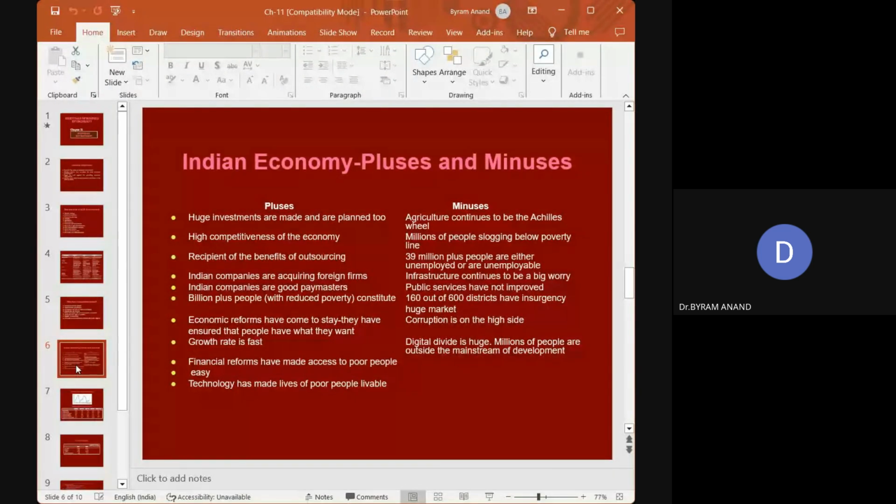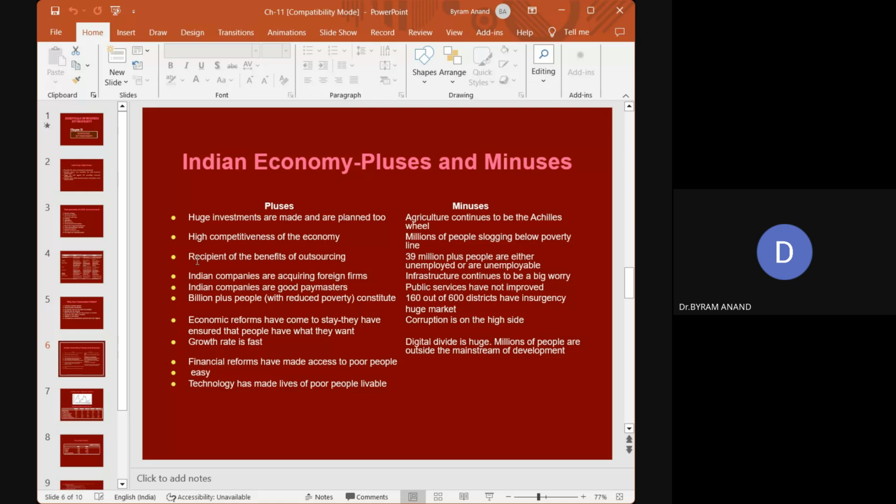So what is the economy of India? What are the pluses and minuses, the advantages and disadvantages of the Indian economy? As I told you, in 1991, India's economy was in the doldrums. That made us go for liberalization, privatization, globalization. So the plus is high investment. Because of the liberalization and privatization, the investment is more in the country. And that's why the economy developed.